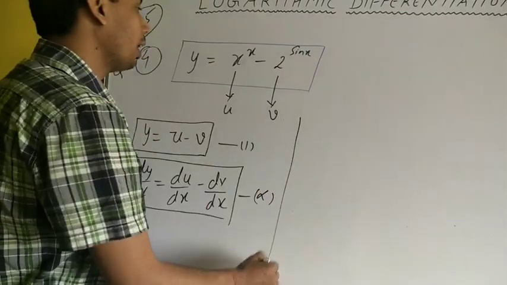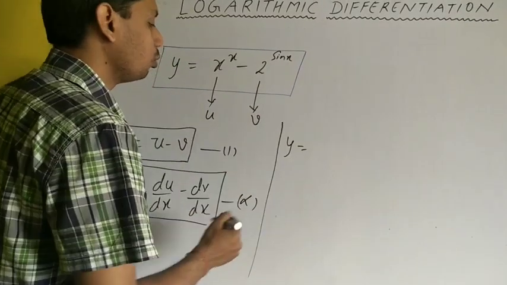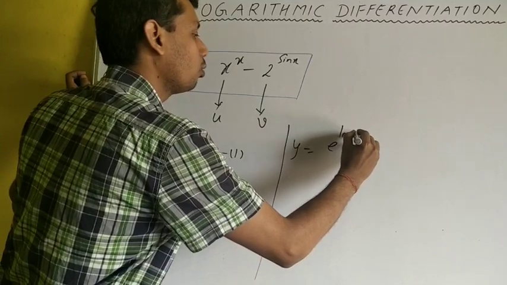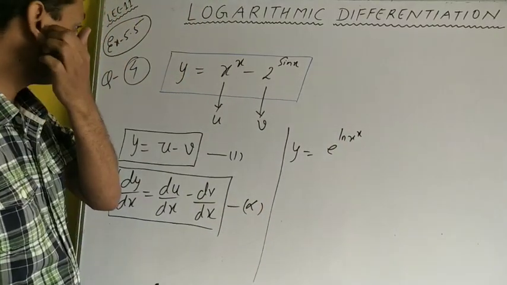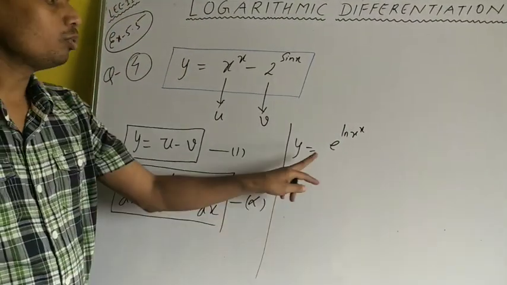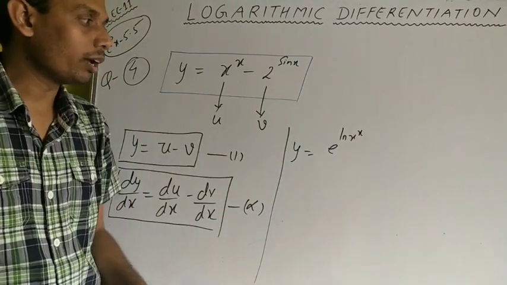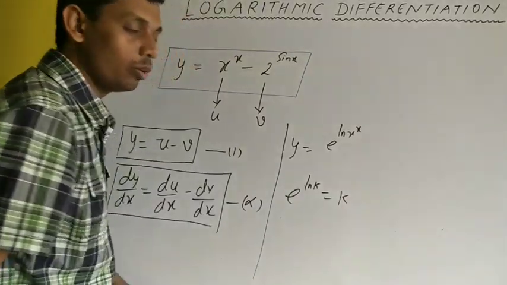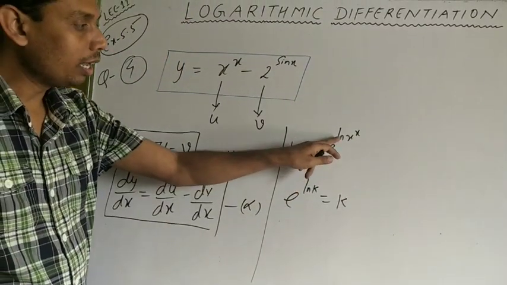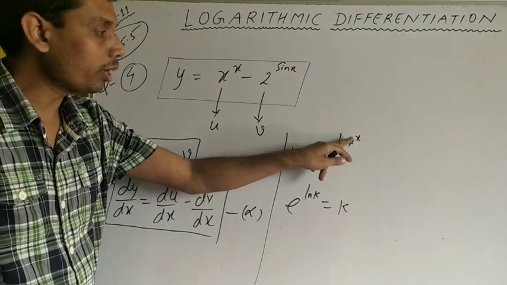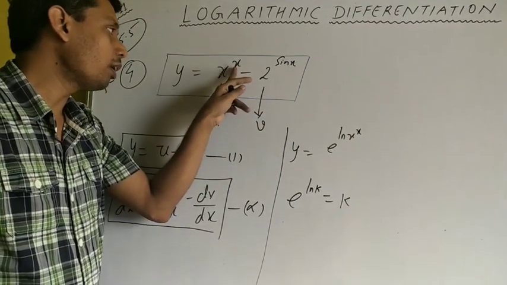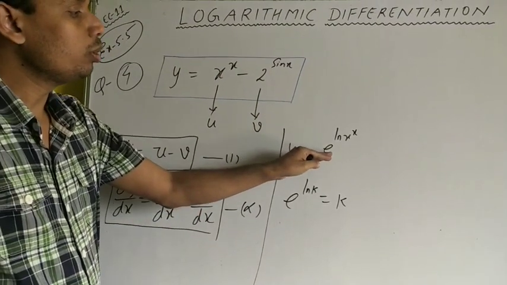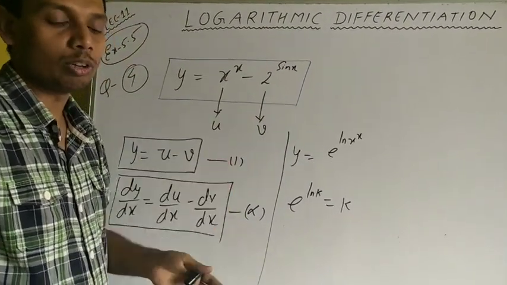Now the second method: y is equals to e to the power ln x to the power x, we can write it in this manner. Why so? Because e to the power ln k is equals to k. So e to the power ln x to the power x, its value will be equals to x to the power x. So this x to the power x can be written as y is equals to e to the power ln x to the power x, or log x to the power x.